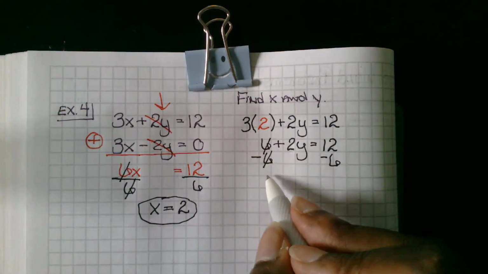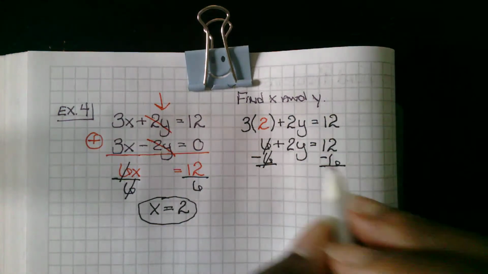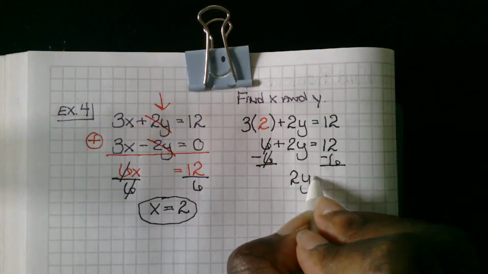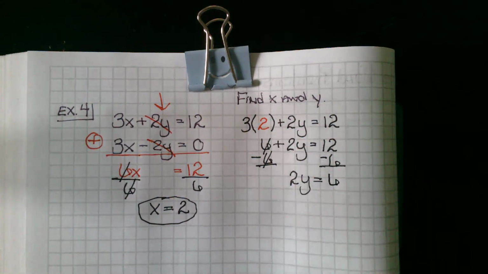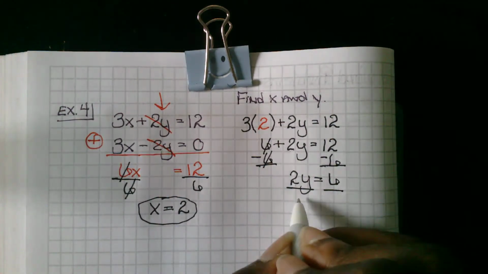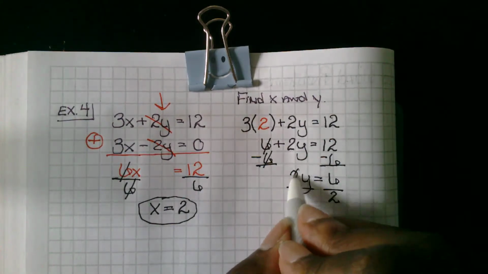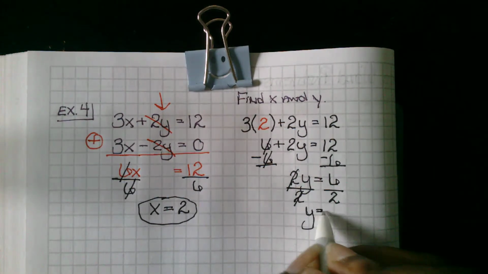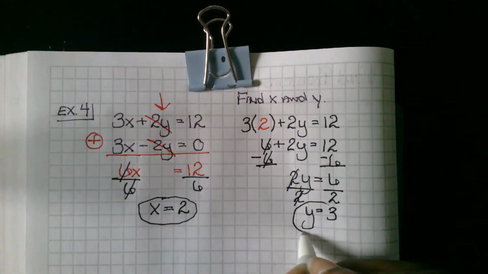So 6 minus 6 gives me a 0. I don't need that placeholder, so I'm just going to bring down our 2y. And then 12 minus 6 gives me 6. And then we're going to divide both sides by 2. So 2 divided by 2 will give me 1y, or just y. And then 6 divided by 2 gives me 3.